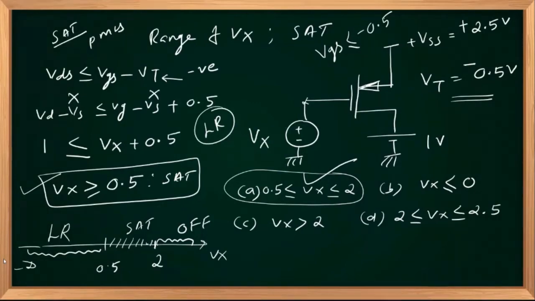Minimum value of Vx that ensures saturation is 0.5 volts. Maximum value of Vx that ensures a linear operation is plus 0.5 volts. Minimum value of Vx that ensures a linear mode of operation is up to minus infinity, no restrictions. Maximum value of Vx that ensures on state of your p-channel, given p-channel MOSFET, is 2 volts, right?